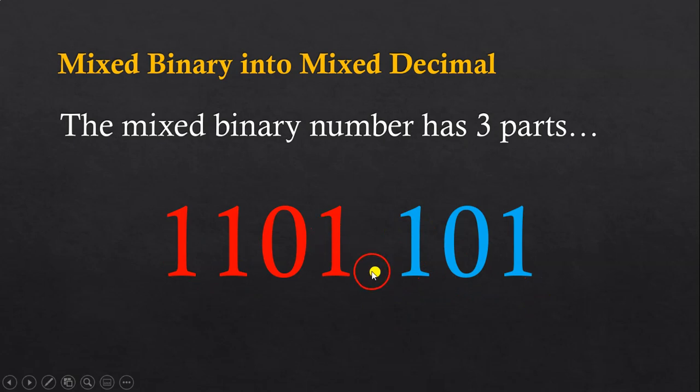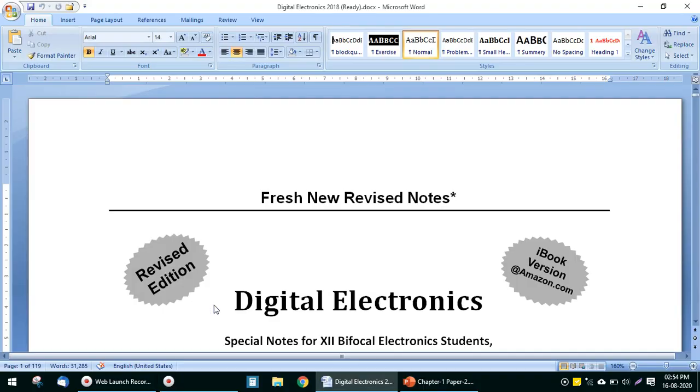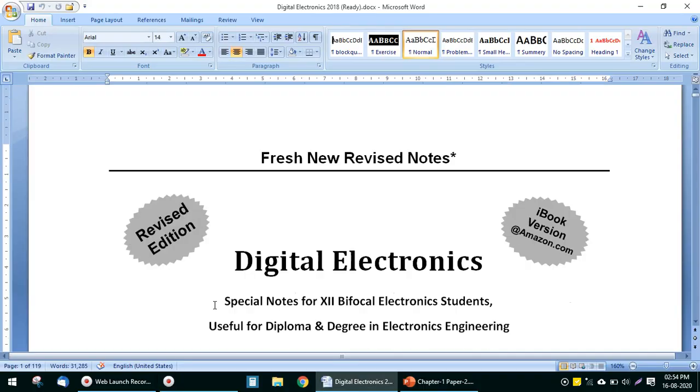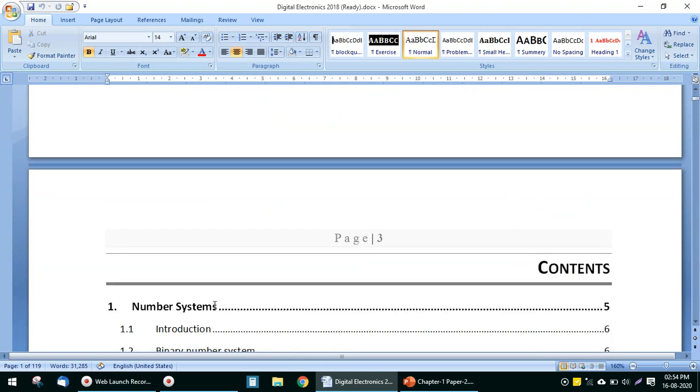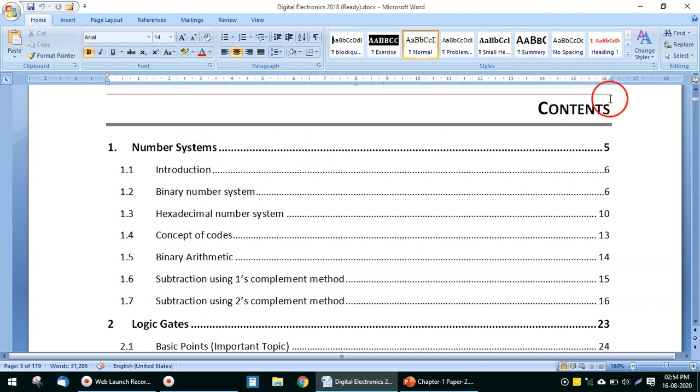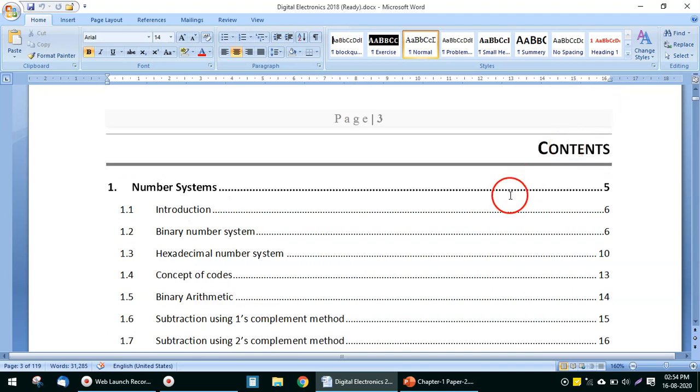So the left part of the binary number is known as the integer part, the right part is known as the fractional number or fractional value, and the total number here is called a mixed binary number. Now you have to open our notes, Digital Electronics, paper 2, and we shall go directly to chapter 1. See, the index is given over here on page number 3, and we have to go to the introduction part.